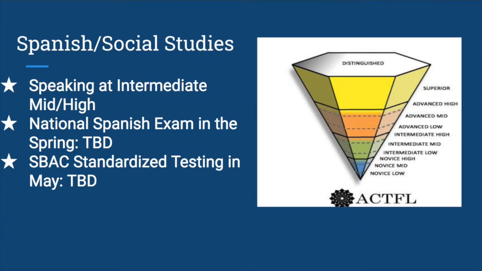You will receive more information from Senora Rivera about where students should be on the ACTFL graph here. The aim is for intermediate, mid to intermediate high in the 6th grade. Typically, students would take the National Spanish exam in the spring and the SBAC in Spanish in May, but both of those tests are currently to be determined.